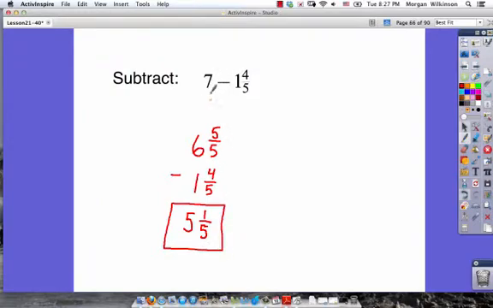So when we go through these problems, we've got to borrow from the 7, take 1 away. Then we're going to add 1 whole, which is going to be the same as the denominator of our mixed number. And then we'll subtract in order to find our answer.